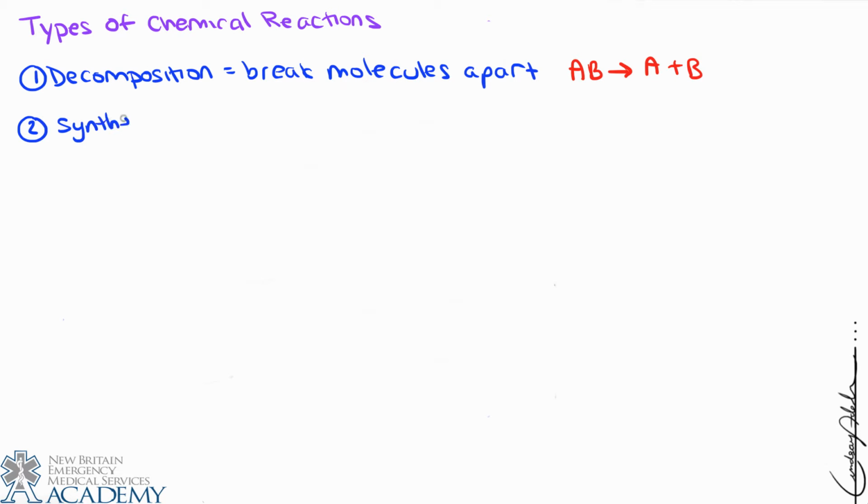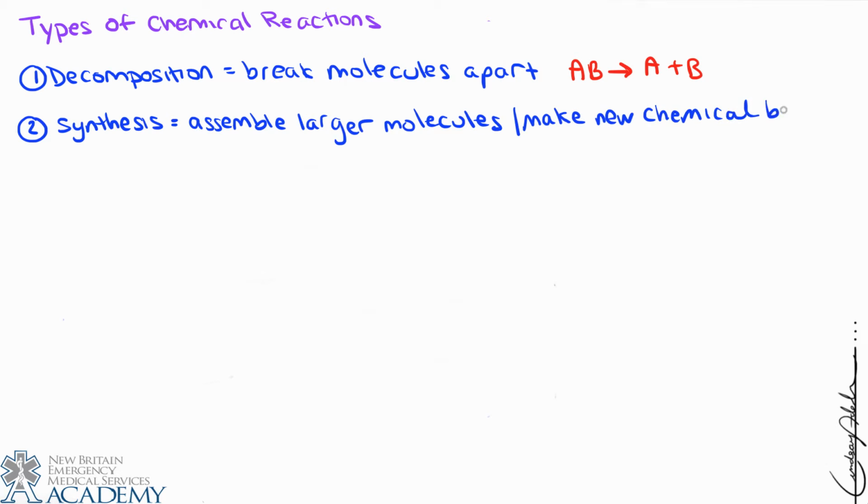The next reaction type we'd like to consider is synthesis, which basically is assembly of larger molecules from smaller ones or formation of new chemical bonds. So we could start with elements A and B and then make product AB or molecule AB. Synthesis reactions are alternatively called combination reactions.